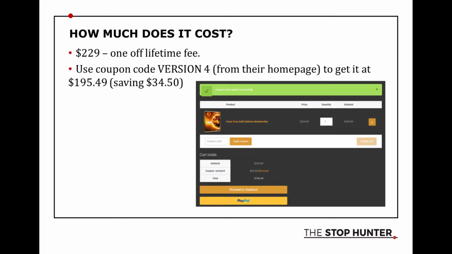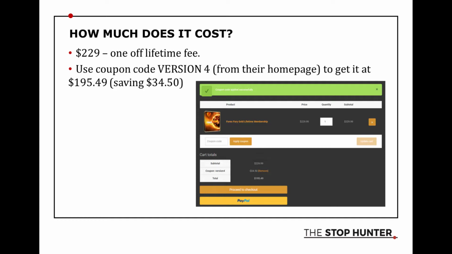Well, I was expecting a monster number for the sign up here, especially around some of those potential returns we can make, but actually it's a $229 one-off lifetime fee. And on the front page I noticed they've got a coupon code called version 4, and if you use that when you're purchasing, you can get another $34.50 off, taking it down to just over $195, which in the UK is roughly £160. That's not bad if it does what it says on the tin.